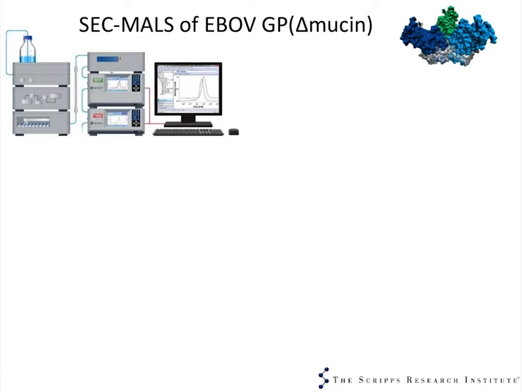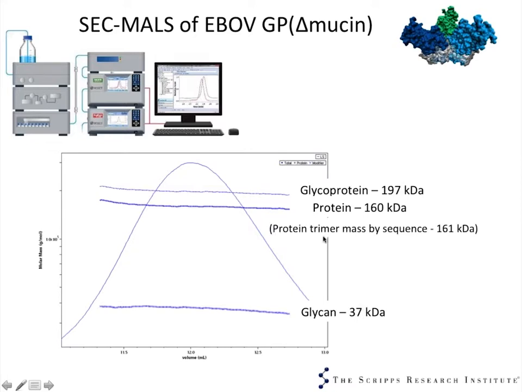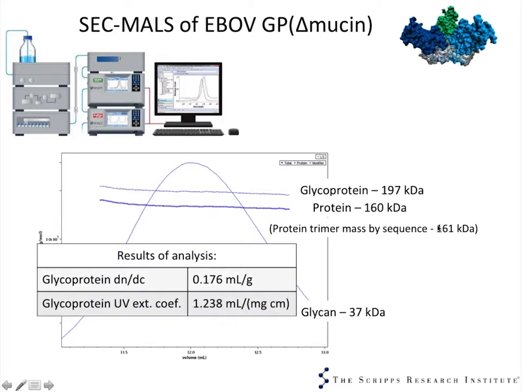So we can collect our data, and this is what it looks like. You can see that we can obtain the masses of the glycoprotein, which is 197 kilodaltons, and we can also separate the protein components and the glycan components. And if we look at the protein trimer mass, if we just calculated based on sequence alone, the protein mass obtained through SEC-MALS and what we would expect by sequence agree very well. We can also extract the dn/dc as well as the UV extinction coefficient for this particular protein, which will then be used in the CG-MALS experiments later on.